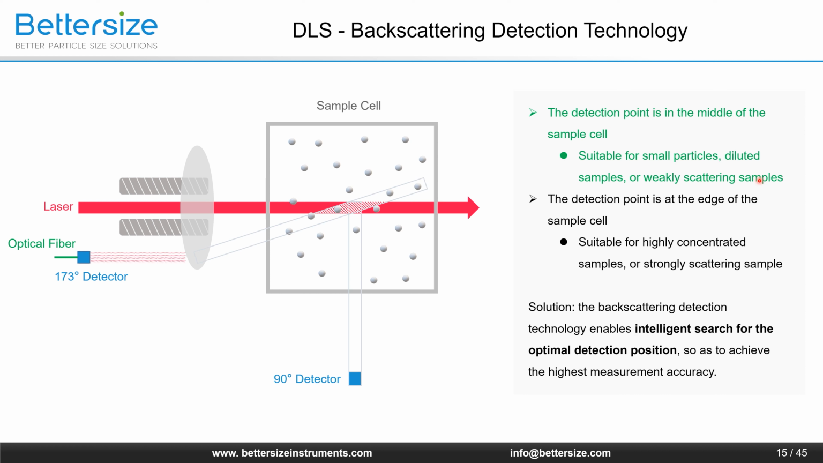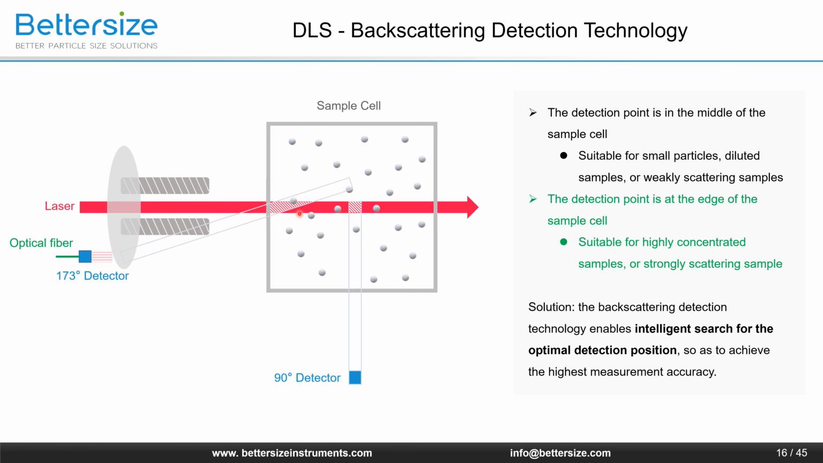However, this detection is not suitable for samples with extremely high concentrations and very strong scattering effects. Even if the sample is barely detected, the result will deviate from the true value. When the detection point is at the edge of the sample cell, it is fixed near the wall of the sample cell. The laser beam does not need to penetrate the sample, which can effectively avoid the multiple scattering effect of high concentration samples and ensure the accuracy and repeatability of the particle size results in the high concentration range.